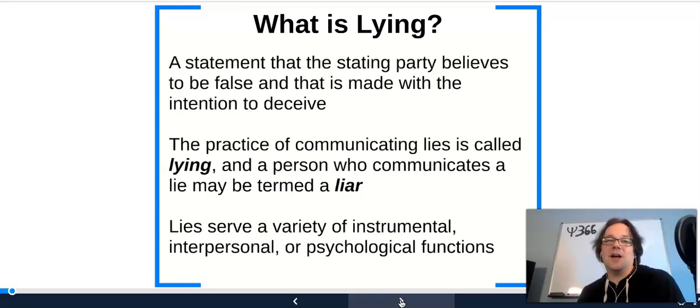An interpersonal lie would be if your partner asks you whether they look good in a particular outfit. You're probably going to want to say yes to that. And psychological lies, well, we do that to ourselves all the time. They're called defense mechanisms, as we lie to ourselves to feel better about ourselves. So lying is really kind of instrumental, or let's say invaluable.